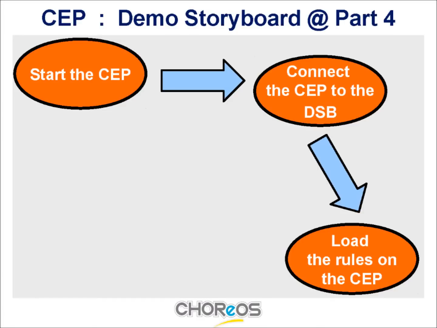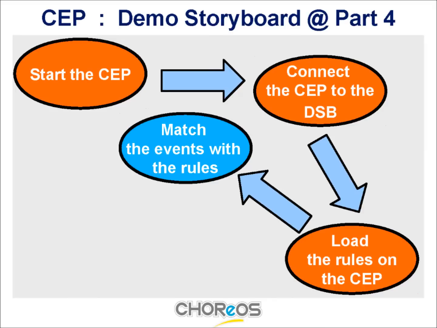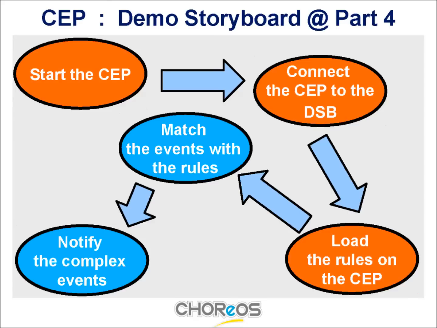In the first part of this demo, we started the CEP, connected it to the DSB and loaded a set of compare rules on it. Then we showed how both service level and platform notifications are generated. In the following, we show the matching of such notifications with the rules previously loaded, and the specific reaction foreseen for each complex event.